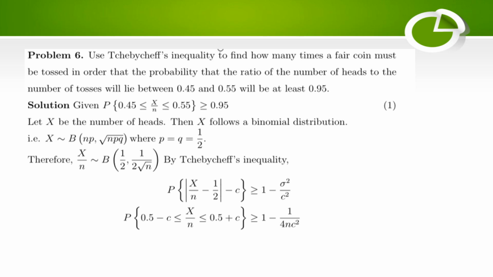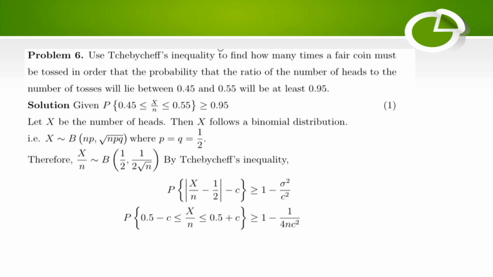That is, X is approximately B(n, p), with standard deviation square root of npq, where p equals q equals 1/2. Therefore, X/n is approximately B(1/2, 1/(2√n)). By Tchebycheff's inequality, P(|X/n − 1/2| ≤ c) ≥ 1 − σ²/c².